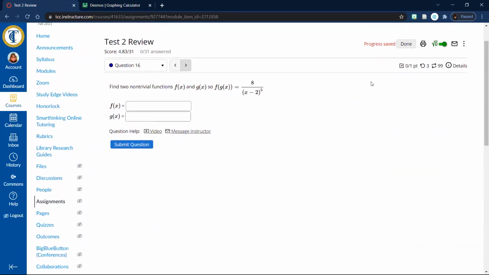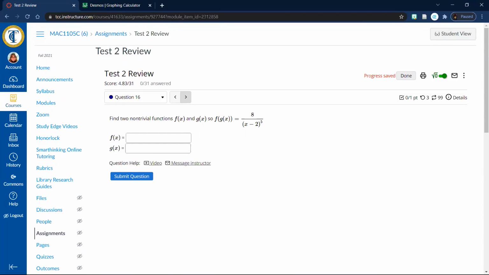Something else you guys did, one of my favorite things, is composition of functions. And in this case, you're given f of g of x, and you've got to find what f of x and g of x are.